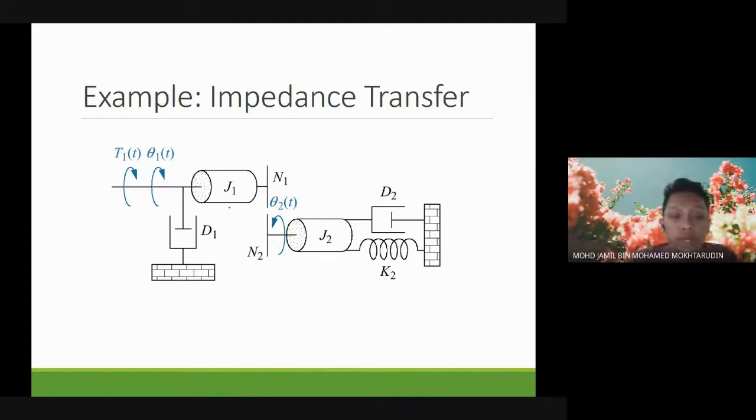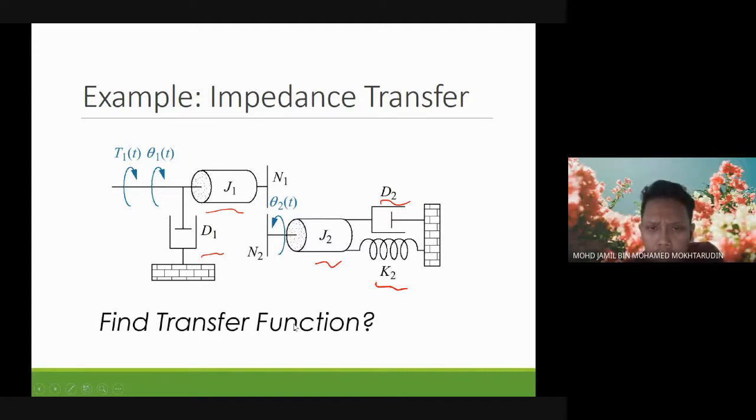We have the J1 and damper, and on the other side we also have J2 and damper, but on the other side we have an extra K spring. So in the example just now, we don't have this J1 and D1. We only have the torque and the displacement. So now we have two extra things here, damper and J. So let's say you want to find a transfer function theta 1 over T1, for example. So how to do this?